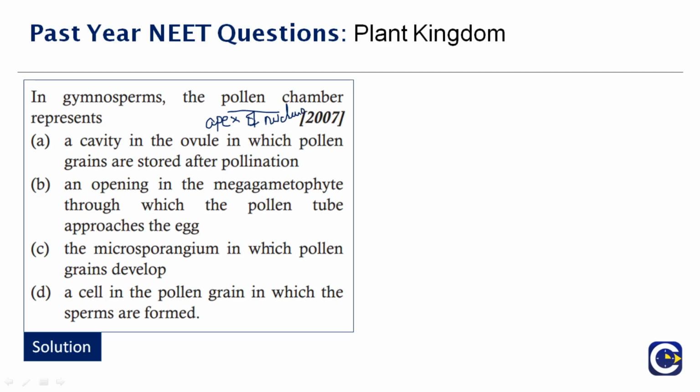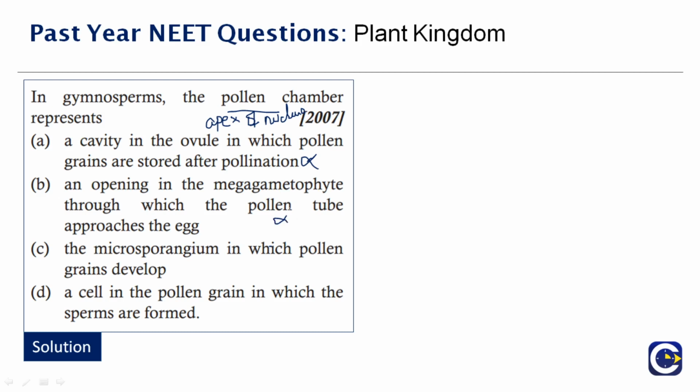So this small chamber at the apex of the nucellus, in some plants, is especially well present in gymnosperms, as mentioned in the question here. Now this pollen chamber functions as a reception for the pollen. Okay, so out of the 4 options given here, the cavity in the ovule in which the pollen grains are stored after pollination, no. They're talking about after pollination, so this one is wrong. The opening in the megagametophyte through which the pollen tube approaches the egg, no.